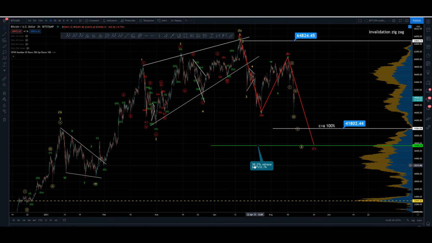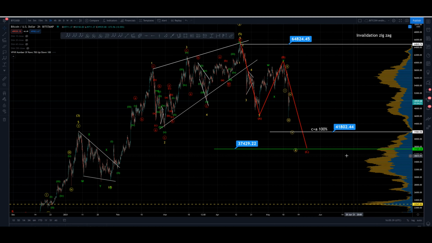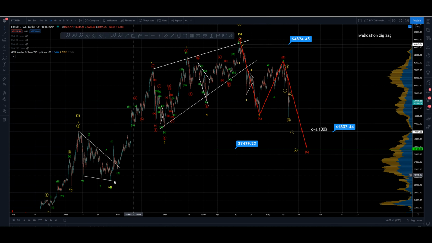We have a 38.2% retracement target here at 37,532.76. I prefer to use these price labels now, they're just easier. So there you go, we'll say that is the target. This is the 38.2% retracement, which is the green line here. This is the retracement of the wave 3 up. So we could come down to here, which is around 37,000.